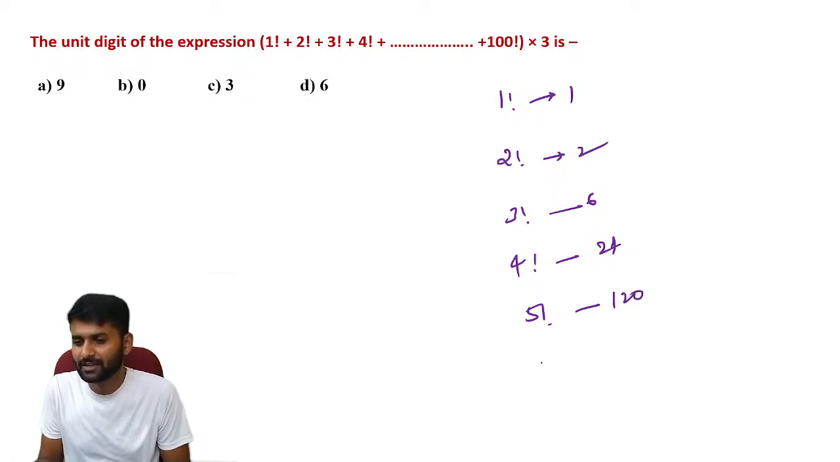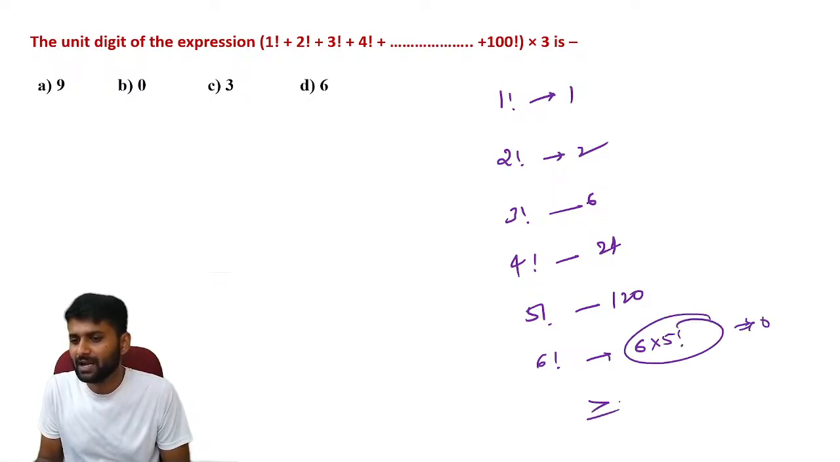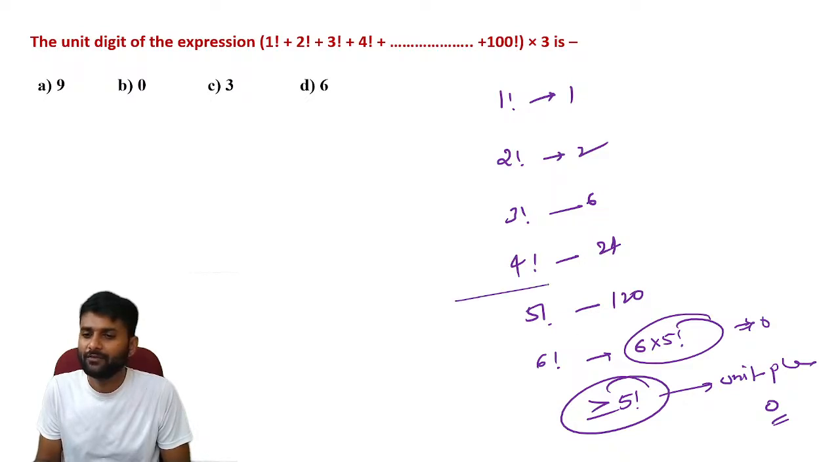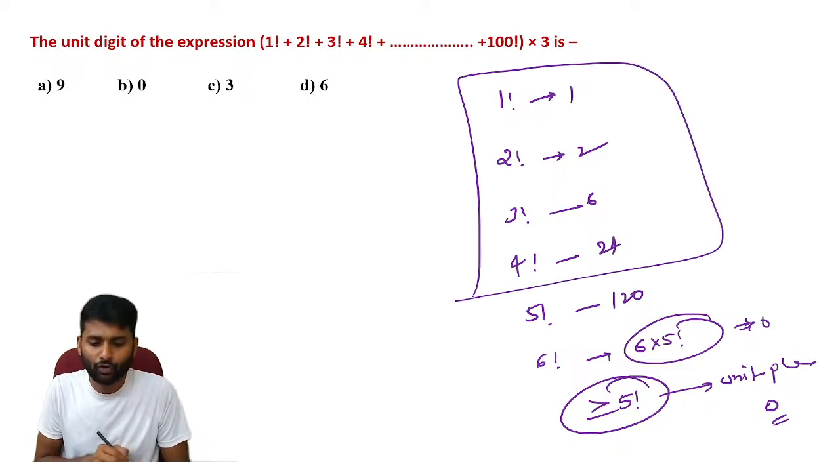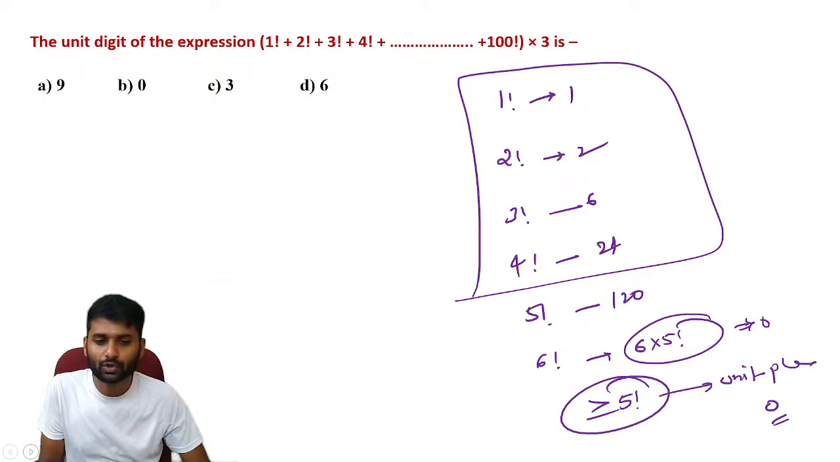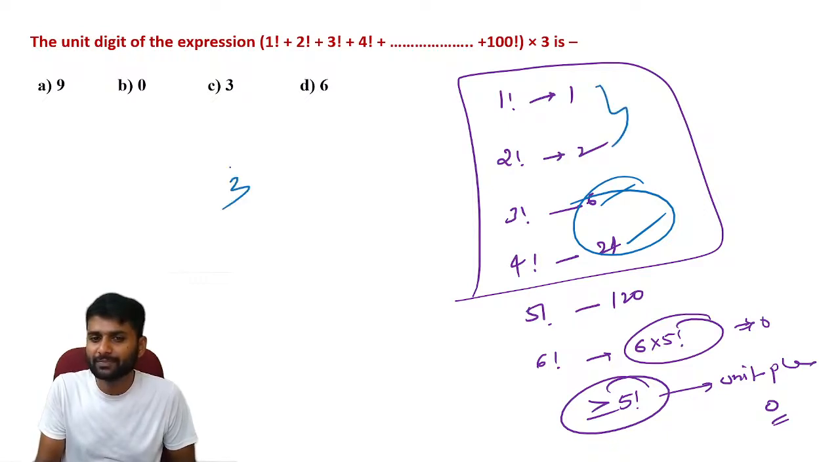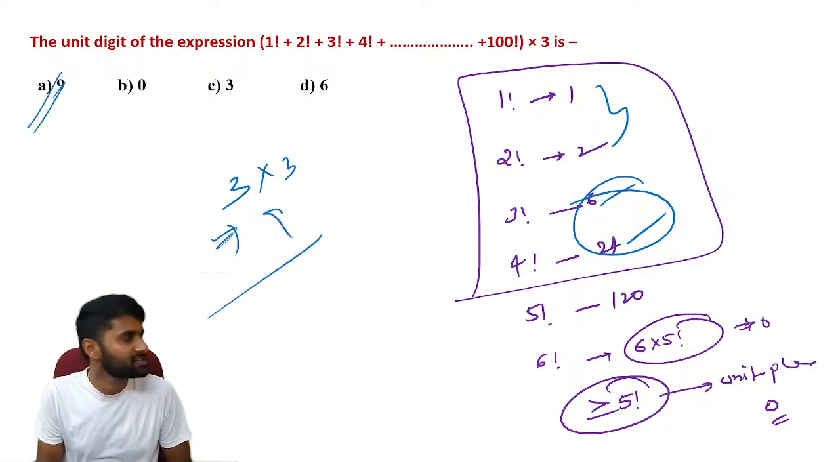Why? Because 120, and 6 factorial can be taken as 6 into 5 factorial. Still the units place is 0. It means after 5 factorial, any factorial's units place value is 0. So for a units place calculation, you have to focus on 1 factorial plus 2 factorial plus 3 factorial plus 4 factorial. Here 1 plus 2 plus 6 plus 4 is equal to 13, units digit 3. Finally the value becomes 3 and you have to multiply again by 3. So 3 into 3 is all about 9. Here the units digit of this expression is 9.